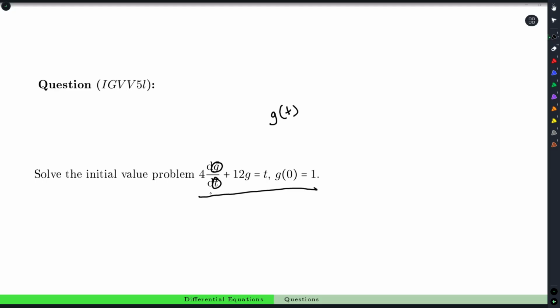So when we look at this, we say, oh, well, this kind of looks linear. There's only one g, and there's a dg by dt, or you could write it as g prime. And then we've got this extra variable t over here. Okay, no problem. And we do have this initial condition g at 0 equals 1.